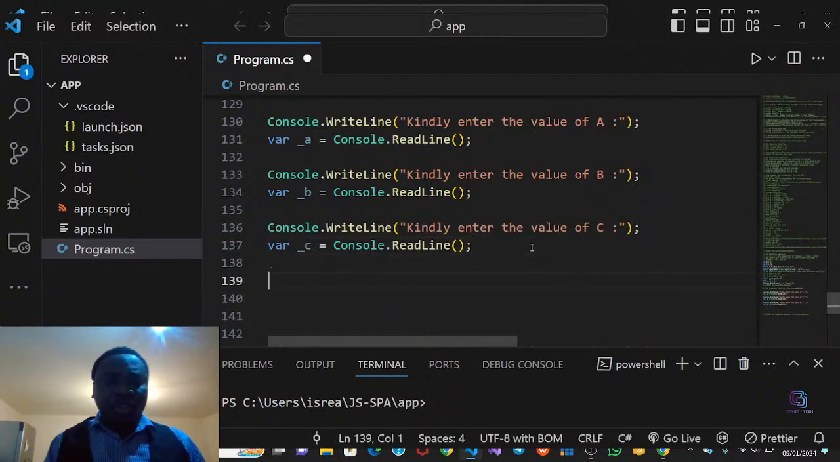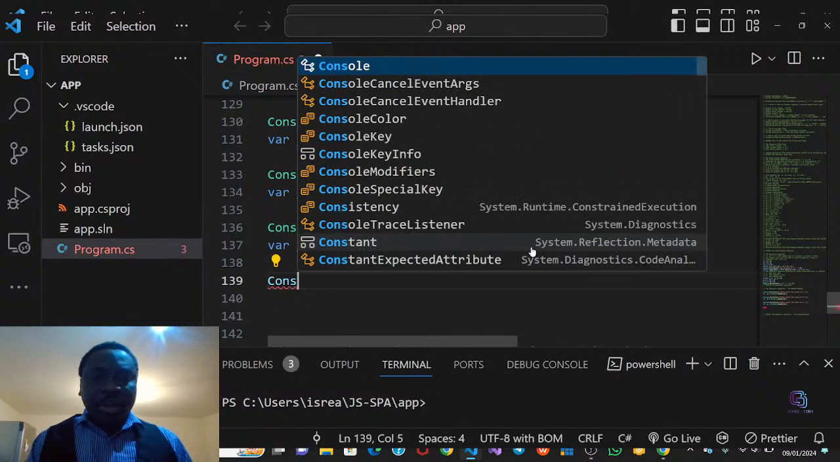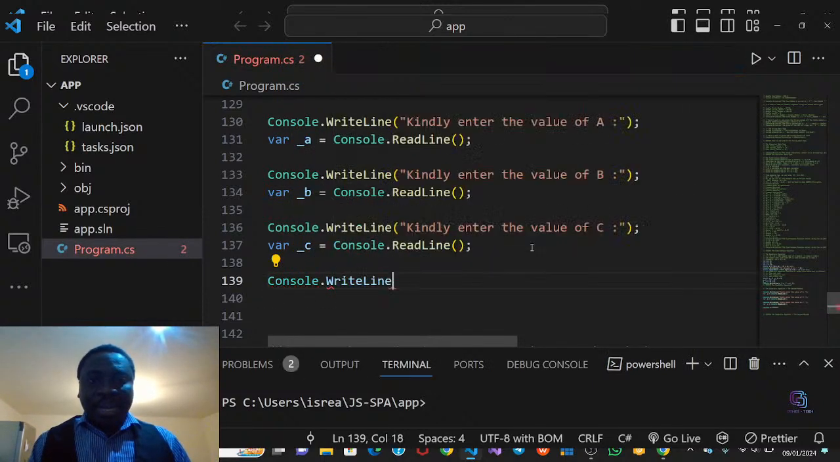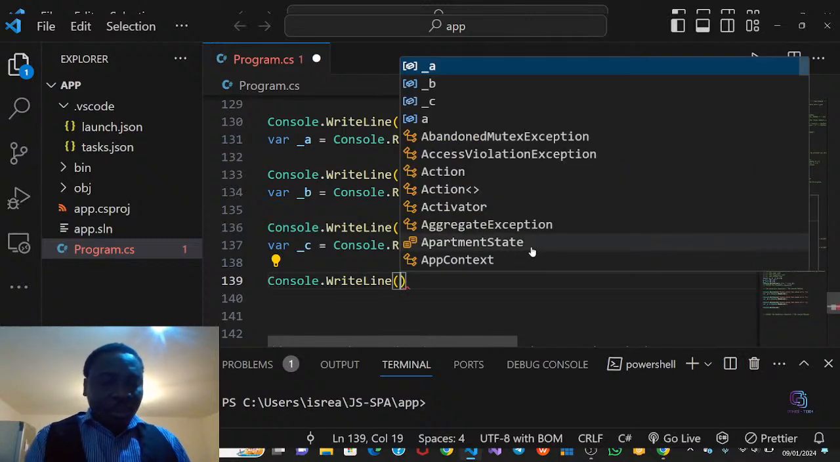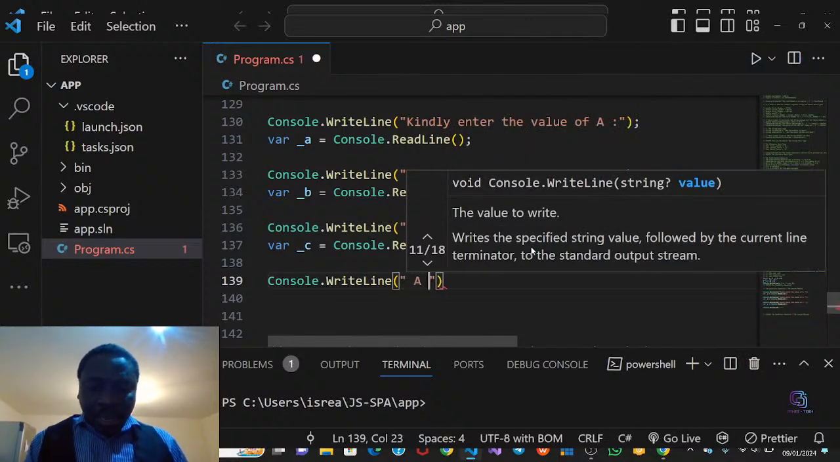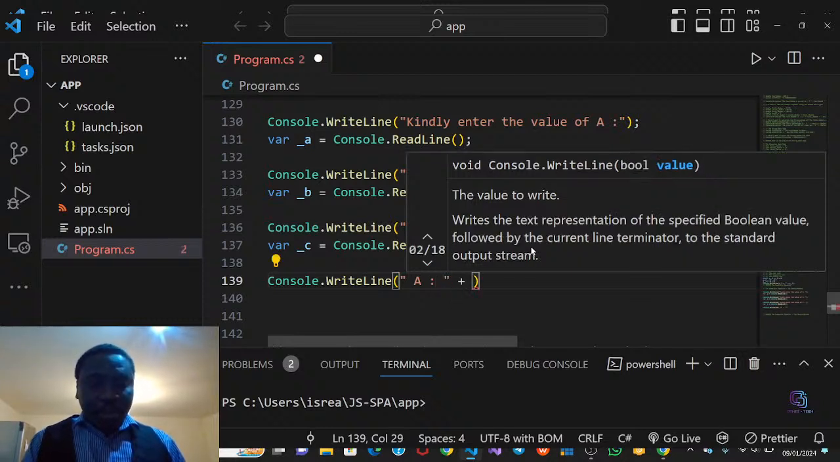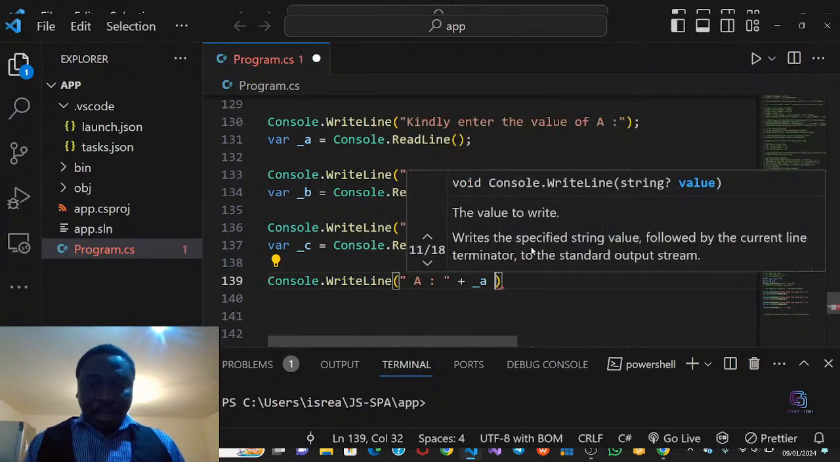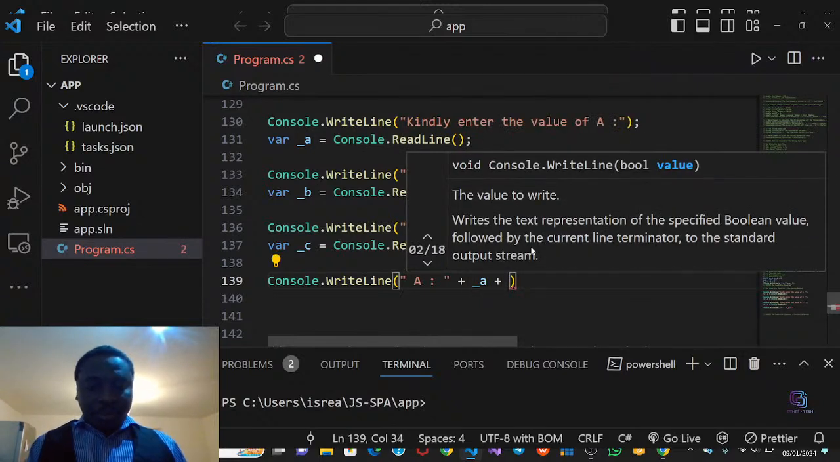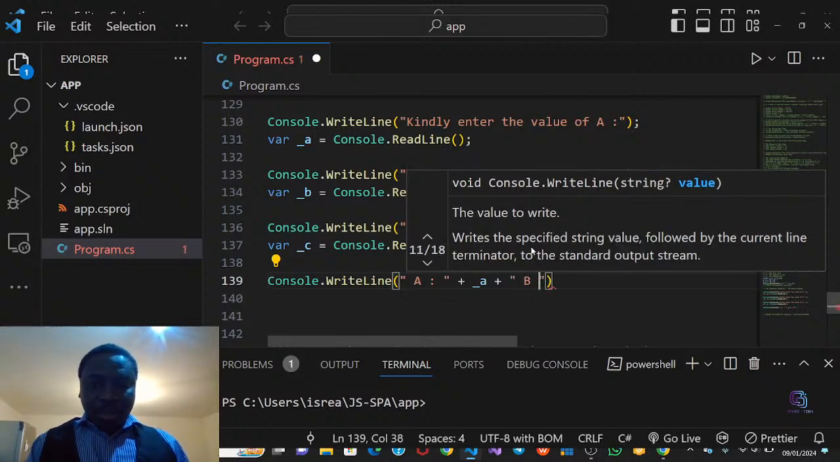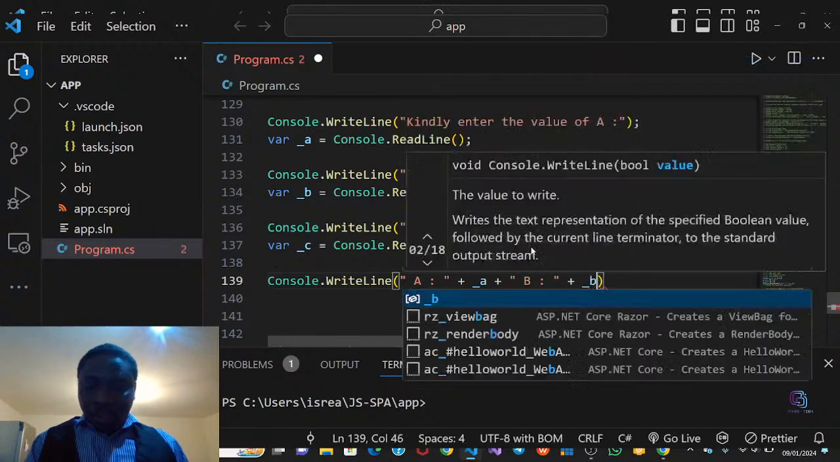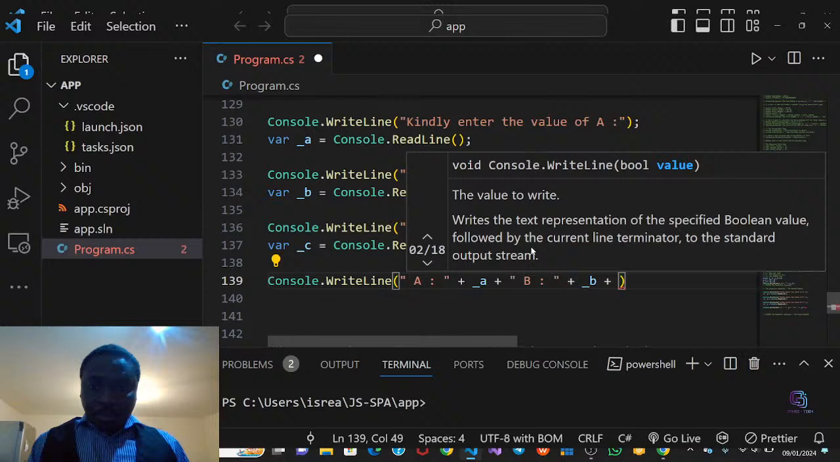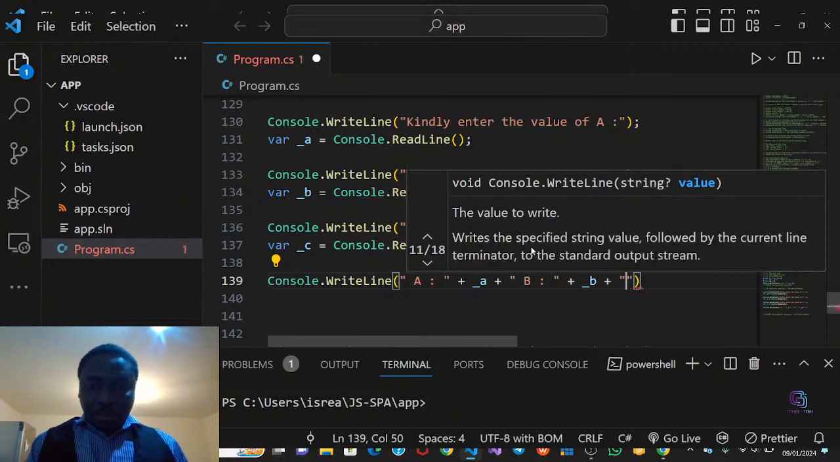So once this is taken note of and it's done, then the next thing is let's try and print it out before we continue. Don't forget, how do we print out? We print out using console dot write line. So I'll say A, plus underscore A, plus B, plus underscore B, plus C.